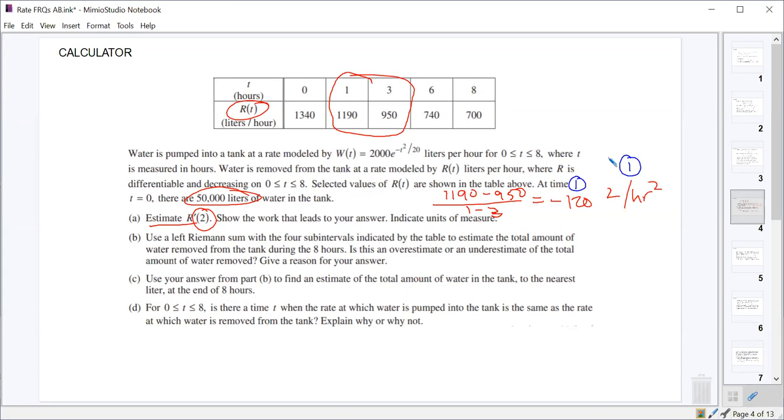Cool. Part B, use a left Riemann sum with 4 subintervals indicated by the table to estimate the total amount of water removed. So total amount of water removed ought to be the integral of R from 0 to 8. And so they're asking us to estimate that using a left Riemann sum, which means a left rectangular approximation. So in order to do that, we're going to use the interval from 0 to 1, from 1 to 3, 3 to 6, and 6 to 8. So 1 unit, 2 units, 3 units, and 2 units of length there. Everybody good with that?